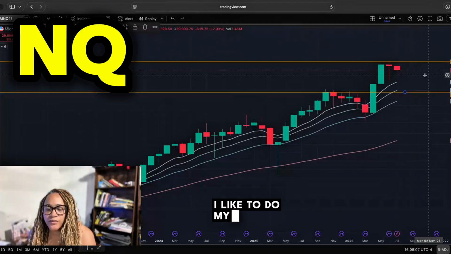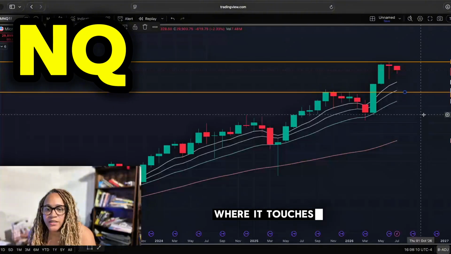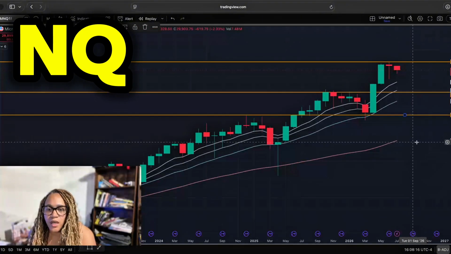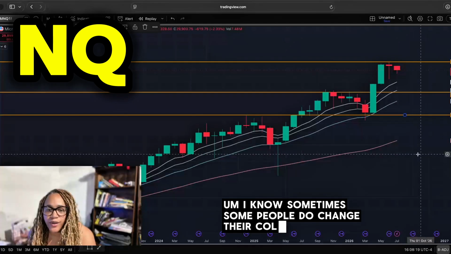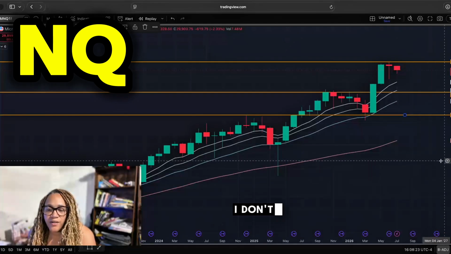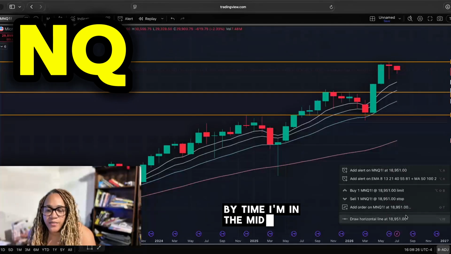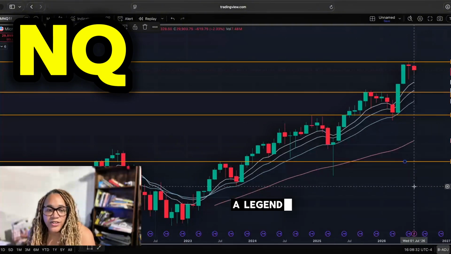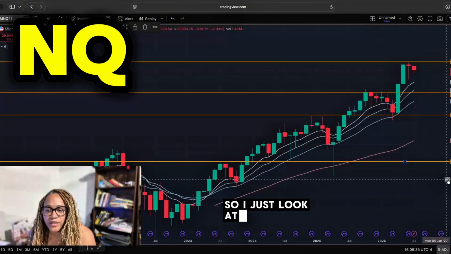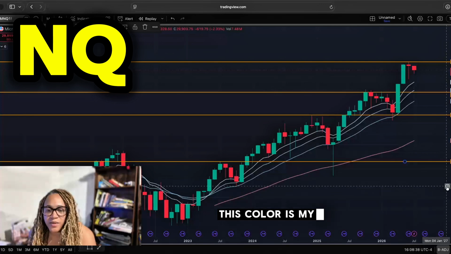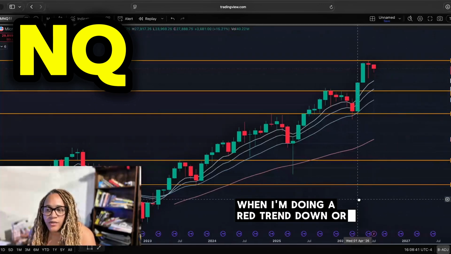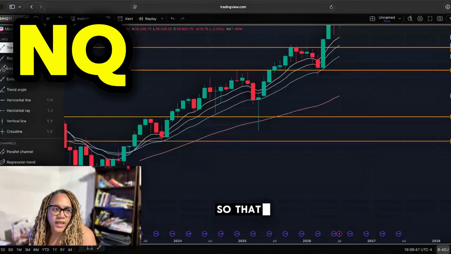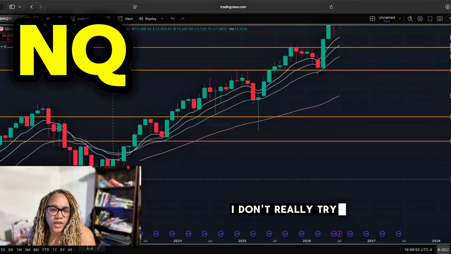How I like to do my support and resistance areas is where it touches the most. I know the line will probably change as we get lower down. I know some people change their colors and everything, but I don't really like to, because by the time I'm in the middle of the trade I forget what that line means, and I don't have a legend on the side of me. So I just look at these lines knowing this color is my support. And when I'm doing a red trend down or a green trend up, those are my colors for going up and down. So that's basically what I do. I don't really try to change too much.